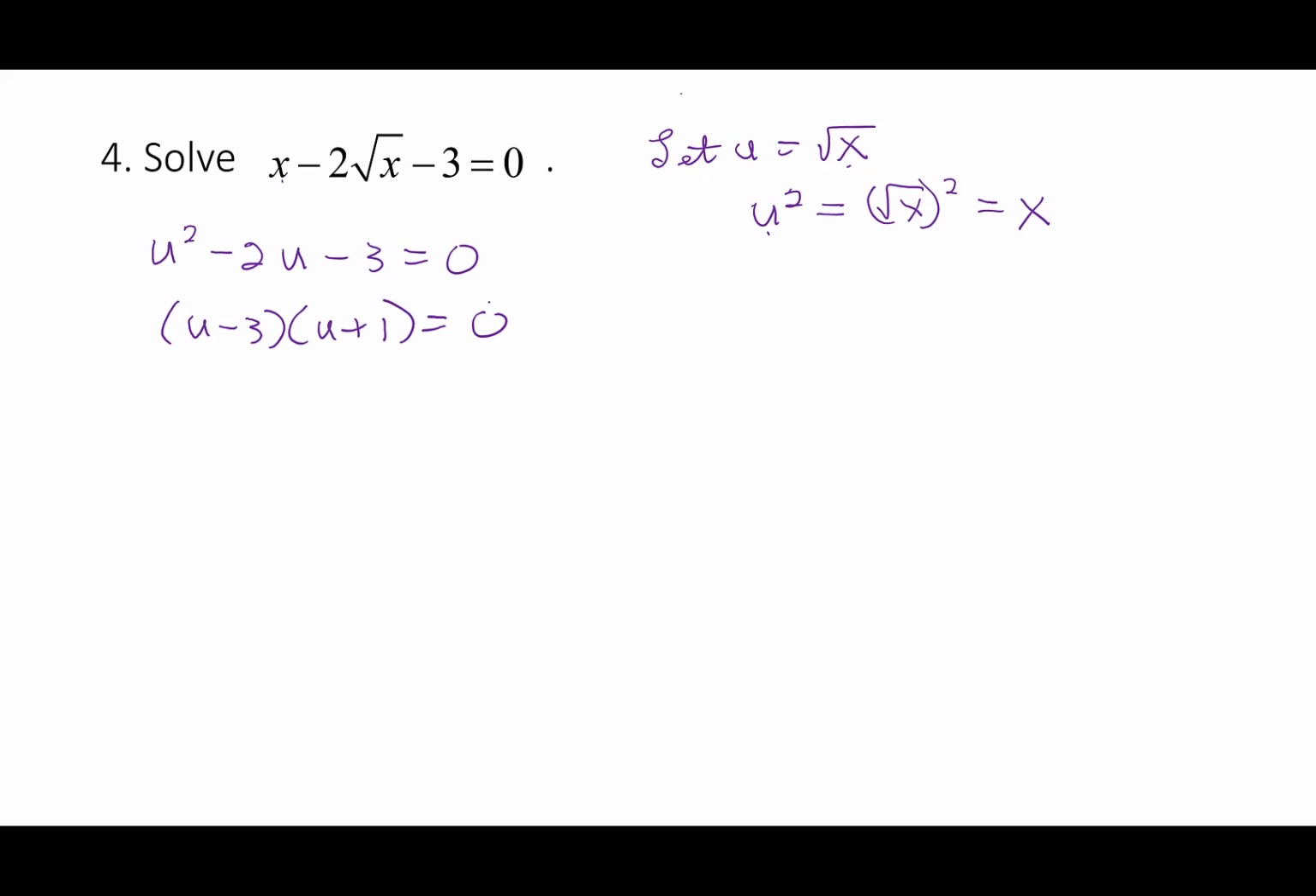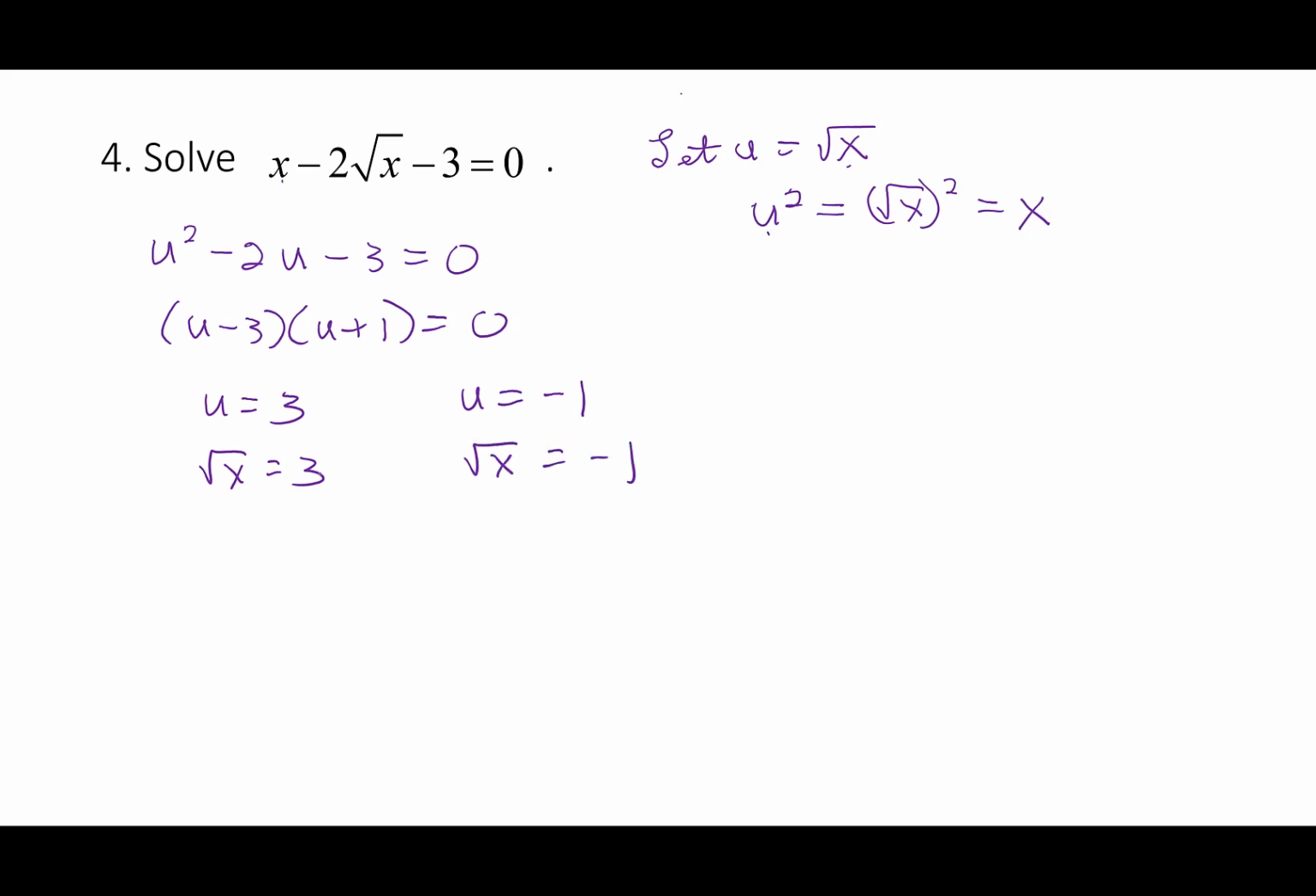Going back to plugging in the x's, which is what we're really trying to find, I'll solve for u first, and then replace the u's with square root of x. If I set u minus 3 equal to 0, I get u equals 3. I set u plus 1 equal to 0 to get u equals -1. Either one of these u values will give me a solution to the equation, and then I go back and replace u with square root of x.